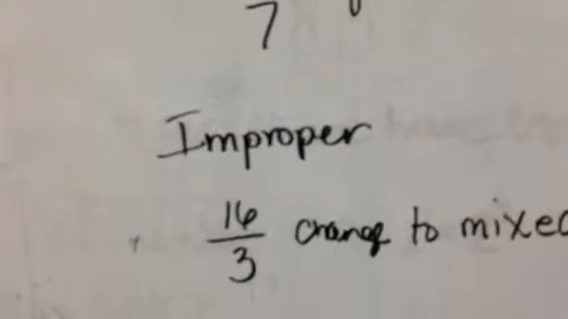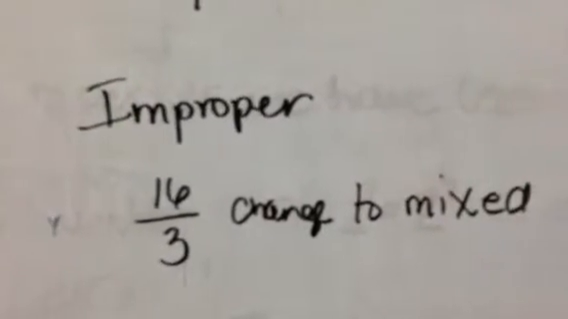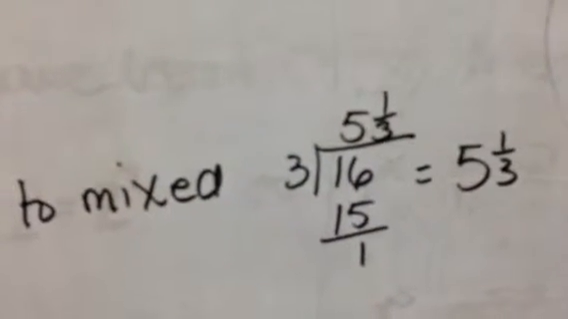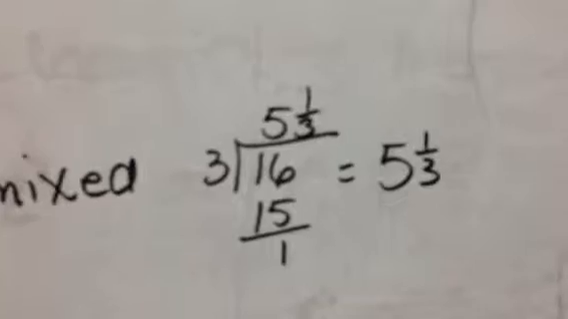That's what we're doing. Improper fractions: change to a mixed number. So 16/3. Remember, we divide the denominator into the numerator. You divide that and you get 5 1/3.